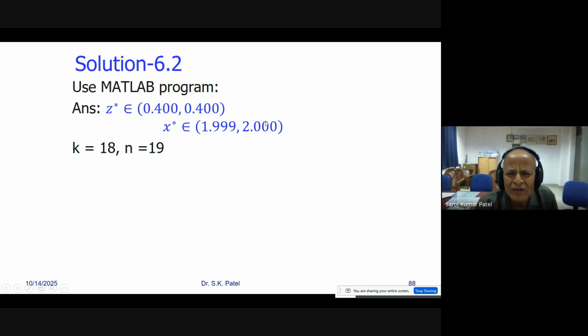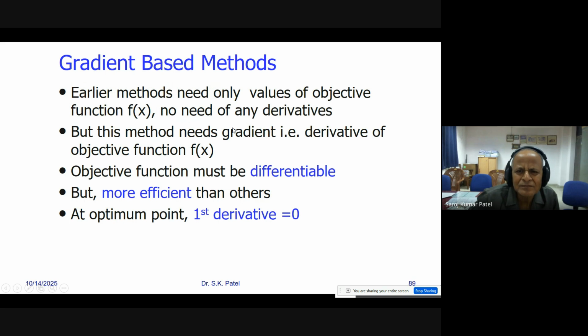But the golden section method will express it in this interval estimate. And the width of the interval is how much? 2.000 minus 1.999 will be 0.001. That accuracy is 0.001. So this is all about your region elimination method.